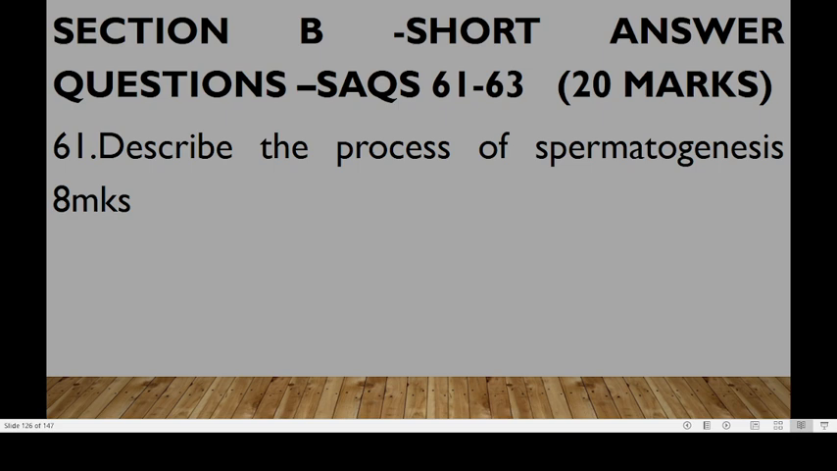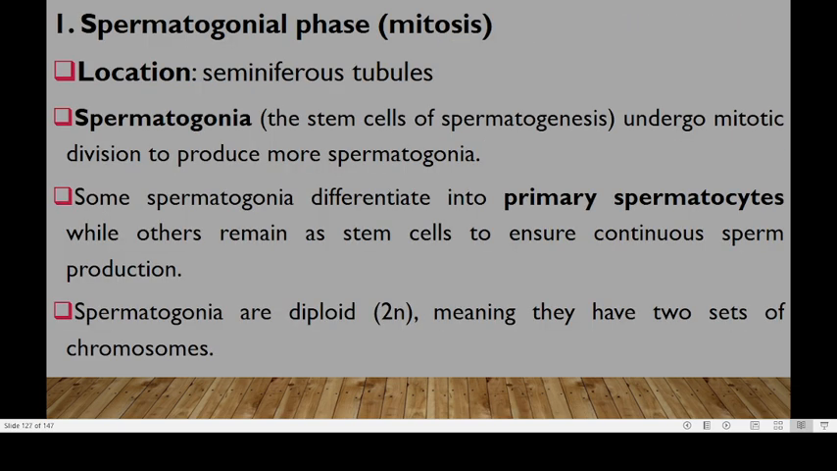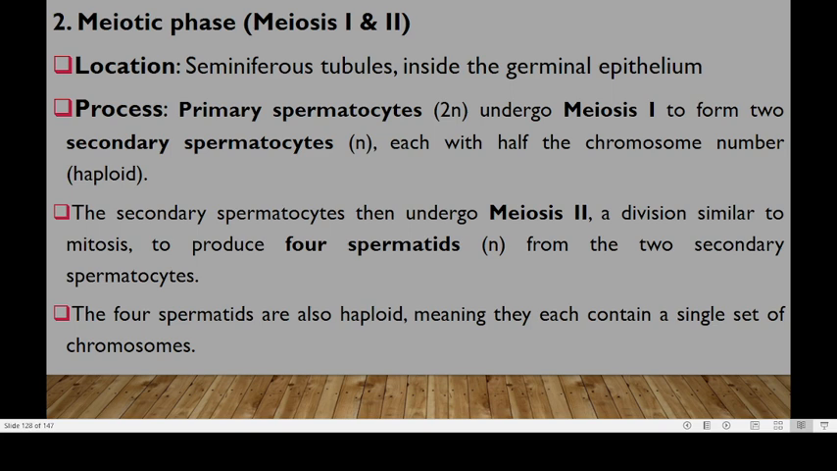We are requested to describe the process of spermatogenesis. Remember, spermatogenesis occurs in the seminiferous tubules. So we have the spermatogonia. These are the stem cells of spermatogenesis. They undergo mitotic division to produce more spermatogonia. Some spermatogonia are now going to differentiate into primary spermatocytes, while others remain as stem cells to ensure continuous sperm production. Spermatogonia are diploid, meaning they have two sets of chromosomes.